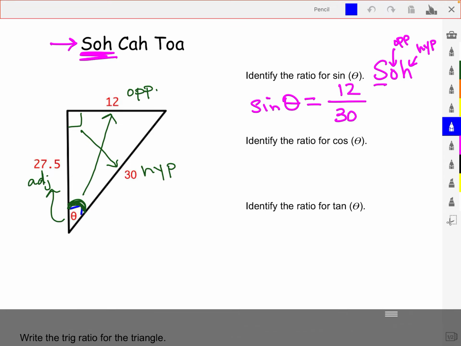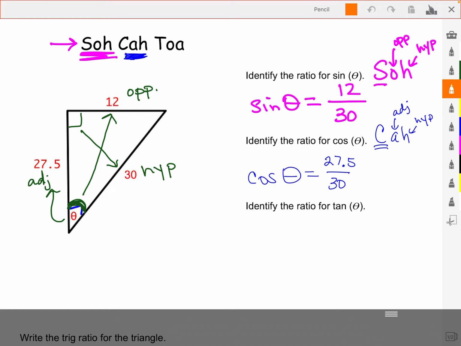All right, let's do the same thing for cosine. Cosine, I'm going to use CAH from SOHCAHTOA. The C is for cosine, A is the adjacent, and H is the hypotenuse. So cosine is adjacent over hypotenuse. Adjacent, we said, was 27.5, and the hypotenuse is 30.